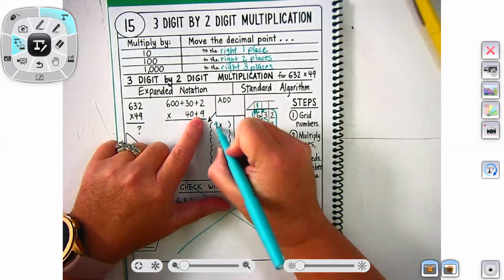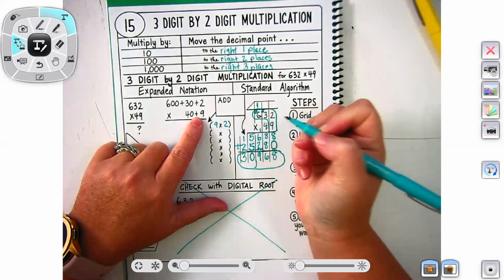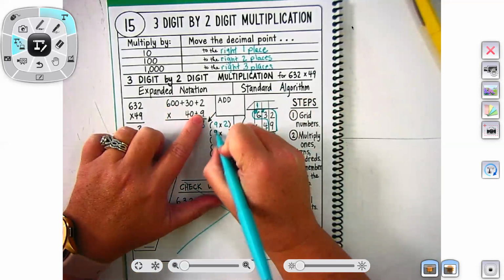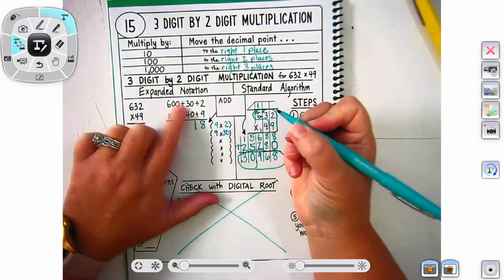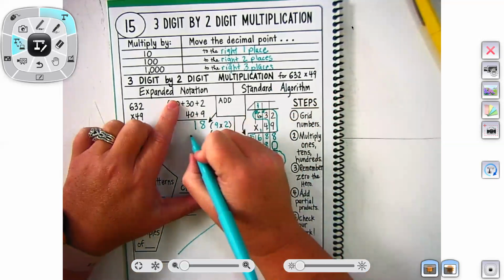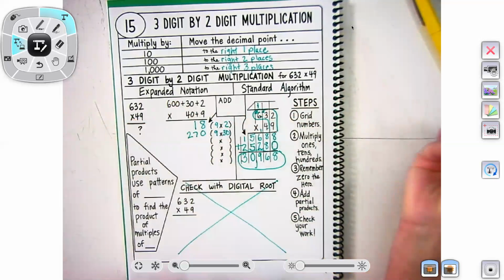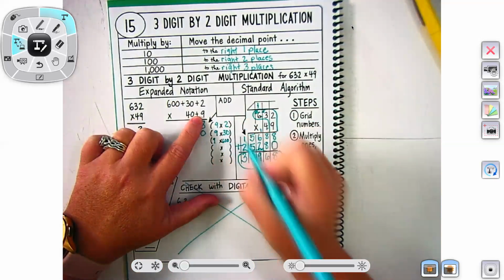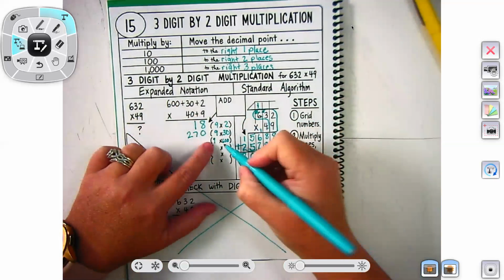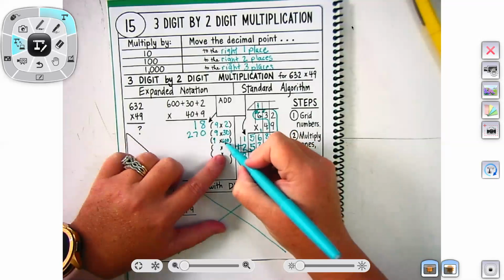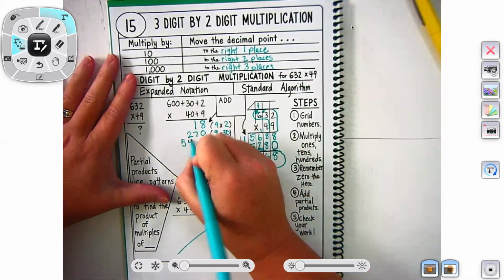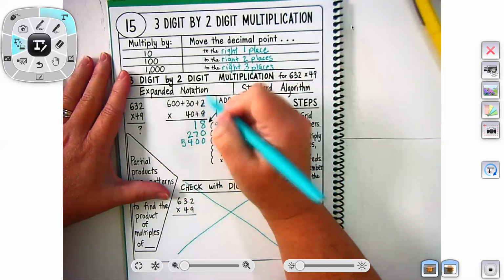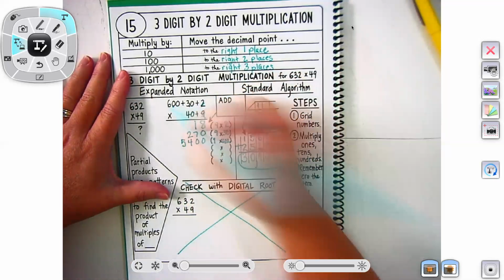Okay? Now, how we do it this way, first, I'm going to take my 9 times 2. What is 9 times 2? 18. Okay, I'm going to put my 18. Next, I'm going to take 9 times 30. Well, I know 9 times 3 is 27, and I'm going to add a 0. So that's 270. Okay? Then I'm going to take 9 times 600. 9 times 6 is 54, and then I have 2 zeros, so that's 5,400. So I've done this top row. I've taken 9 times 2, 9 times 30, 9 times 600.